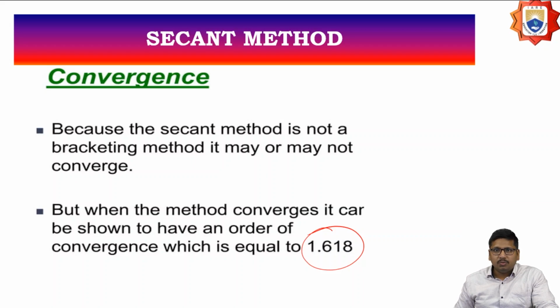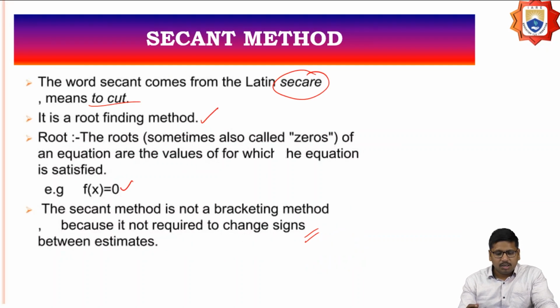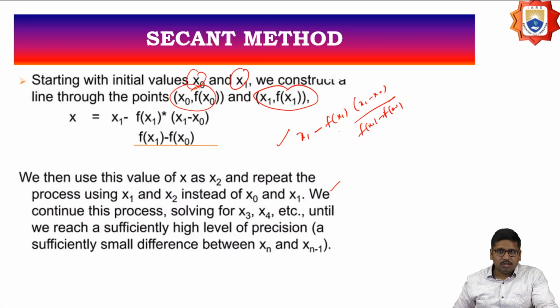So in this video, I discussed the secant method. The word secant comes from the Latin word secare, meaning to cut. It is used as a root finding method, where the equation looks like f of x is equal to 0. This secant method is not a bracketing method because it is not required to change the sign between estimations.